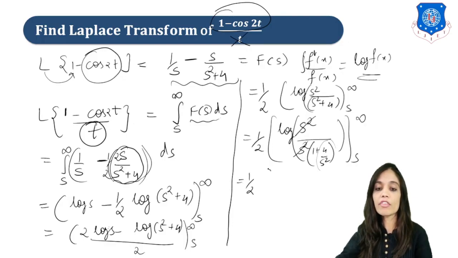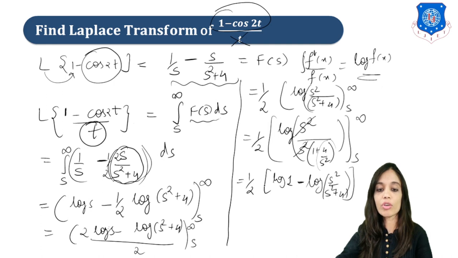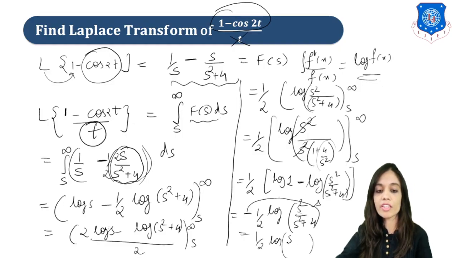Log 1. So half into log 1 minus, if you put s in place of s, you will get this only, that is minus log of s square upon s square plus 4, right? Now we know the value of log 1 is 0, right? So final answer is minus half of log s square upon s square plus 4, right? If you take out the minus sign on this side, the answer will be half log, you have to reverse it, s square plus 4 upon s square, right? So this is your final answer.